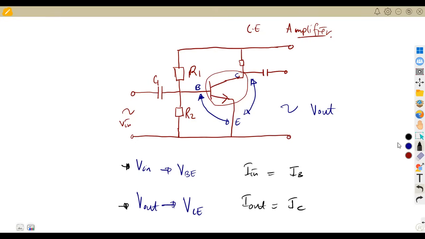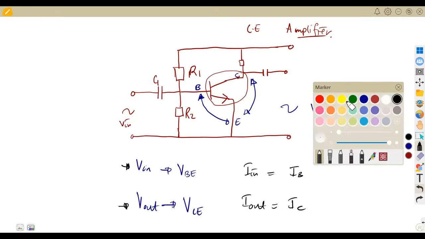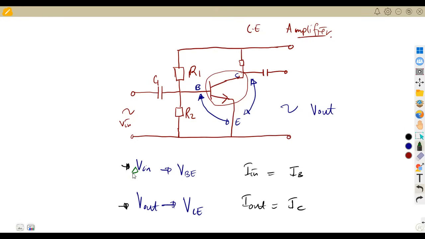So meaning to say, the moment we talk about the change in voltage in, this will be the change of VBE. The change of V out will be the change of VCE. The change of current in will be the change of IB. The change of I out will be the change of IC. If you just understand this concept, then you are done. Input and output for a common emitter amplifier.